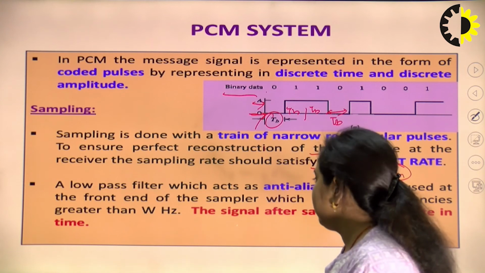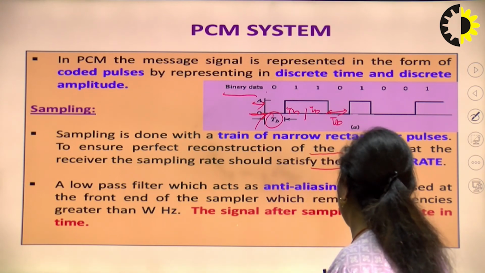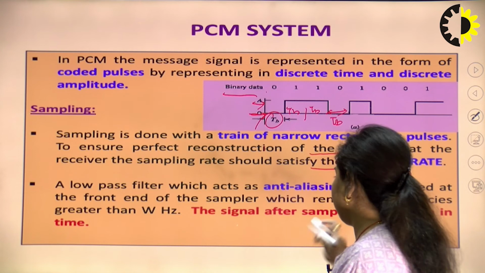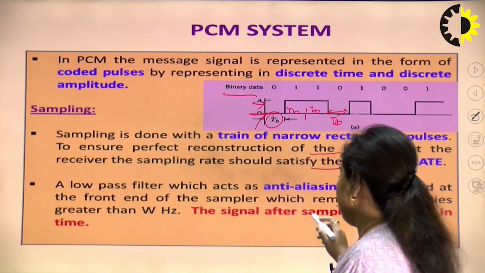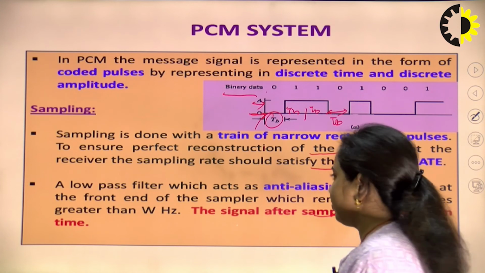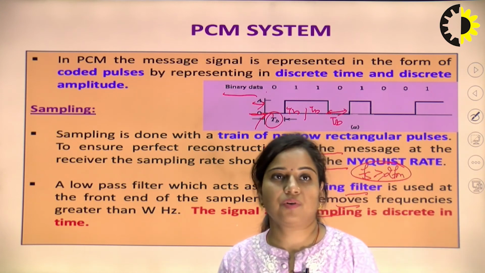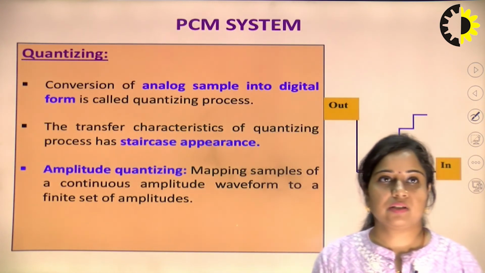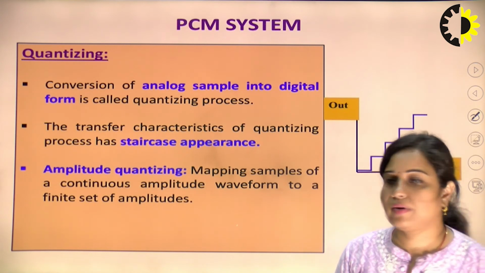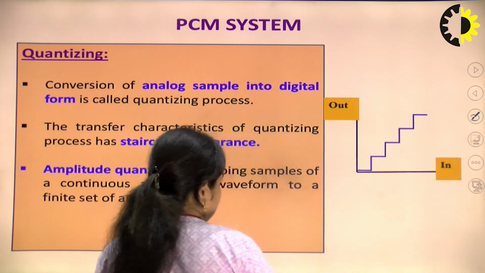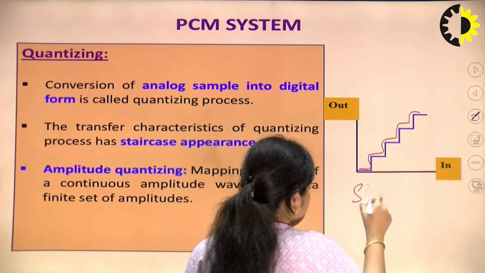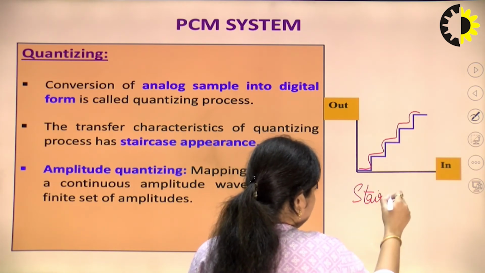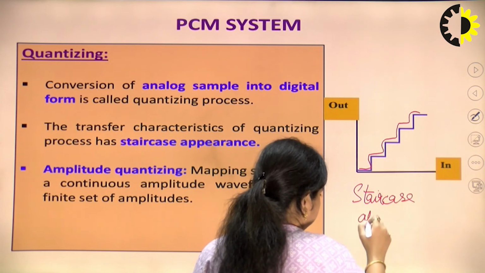A low pass filter which acts as an anti-aliasing filter is used at the front end of the sampler, which removes frequencies greater than W hertz. So, the signal after sampling is discrete in time. So, that is the case for sampling. Now, the next step is quantization. As you can see, after quantization the signal will be in the form of a staircase. This is known as staircase approximation.